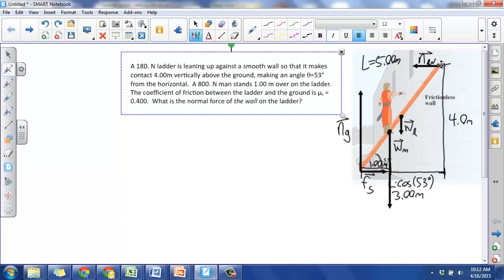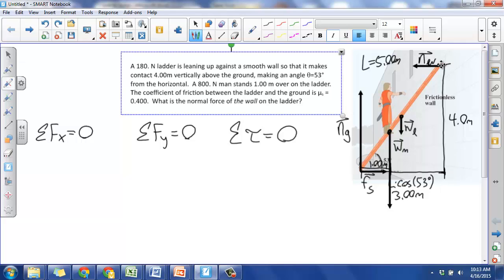Okay, so we're going to write down 3 equations for our statics problem here. We have the sum of the forces in the x direction is equal to 0. Sum of the forces in the y direction is equal to 0. And then the sum of torques is equal to 0. But we need a pivot point for our torques. So how do you choose a pivot point? You want to add a location where there are some forces that you don't care about, because you're going to be zeroing those forces out in the torque equation.